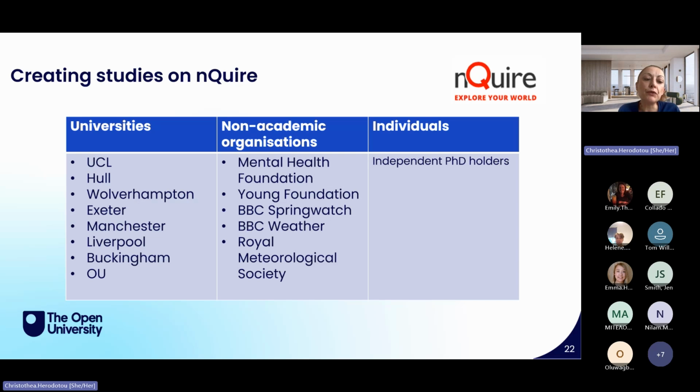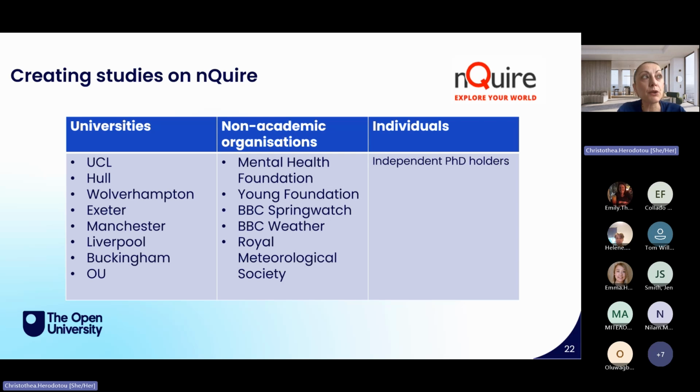Here I have an overview of the organizations and people who created studies on nQuire. We have mainly universities and academics interested in designing studies. Also, we had some successful collaborations with non-academic organizations like the Mental Health Foundation, the Young Foundation, BBC, and the Royal Meteorological Society.